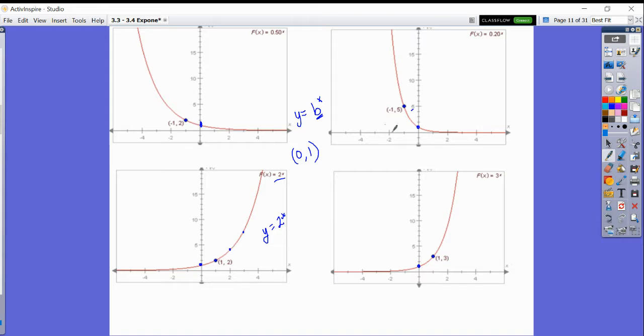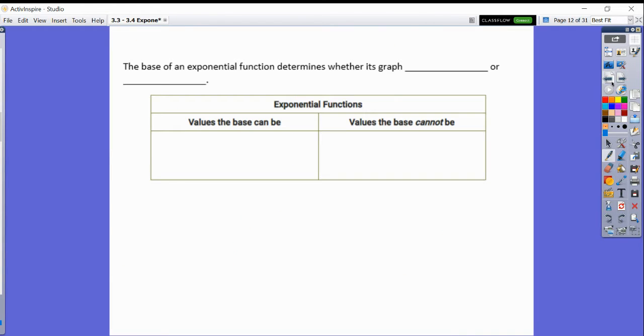These graphs aren't in your notes. This was just to kind of give you an overview of what they look like. And now we're going to explore them a little bit further.